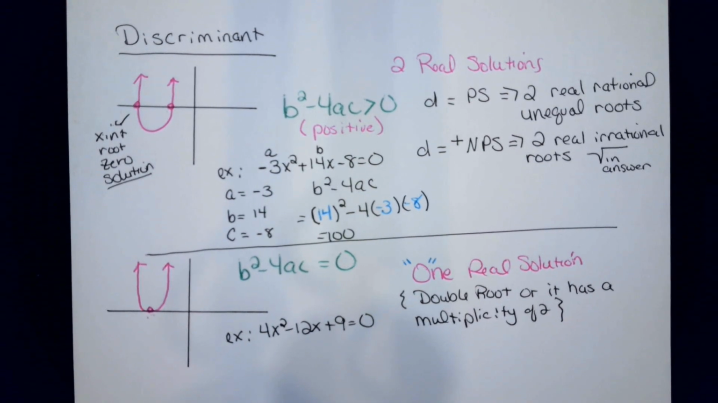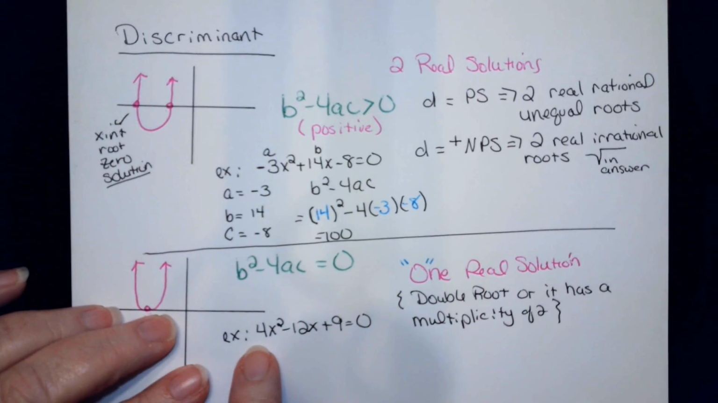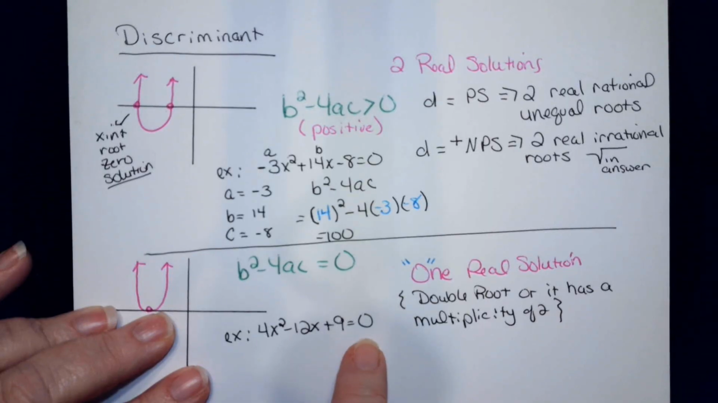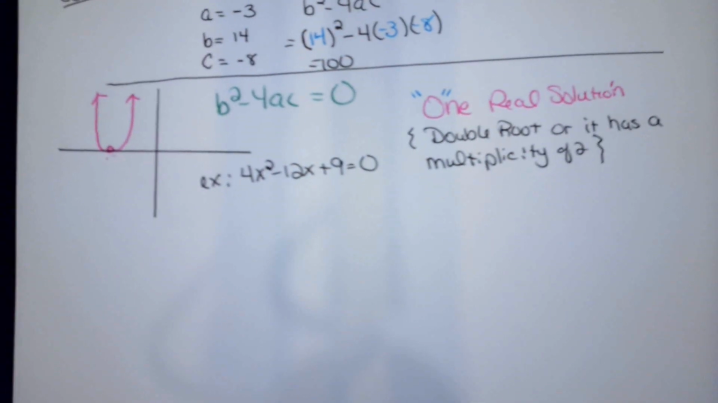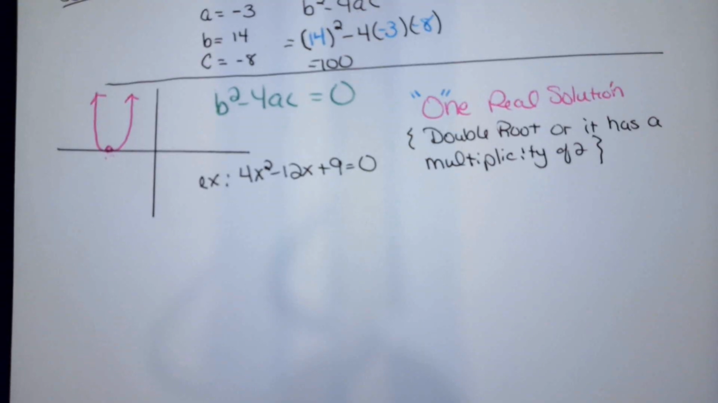Alright, so let's say that we were given 4x squared minus 12x plus 9 equals 0. Alright, it's in standard form and it's set equal to 0. So let's use our discriminant to find the number of solutions we're going to have, the number and the type.